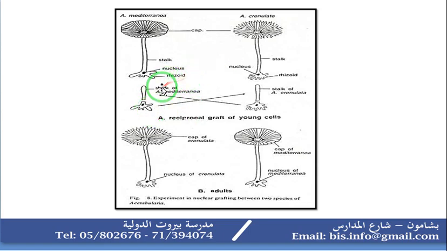So as you see here, we have been able to graft the stalk of Mediterranean with the rhizoid of the Crenulata and vice versa, and we've been able to obtain two new acetabularia. The first one is exactly similar to the one whose rhizoid has been obtained from the Crenulata, while the other one has the same shape as the original one, out of which the rhizoid has been isolated.